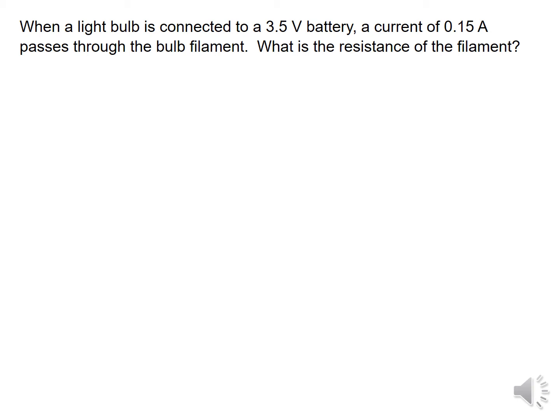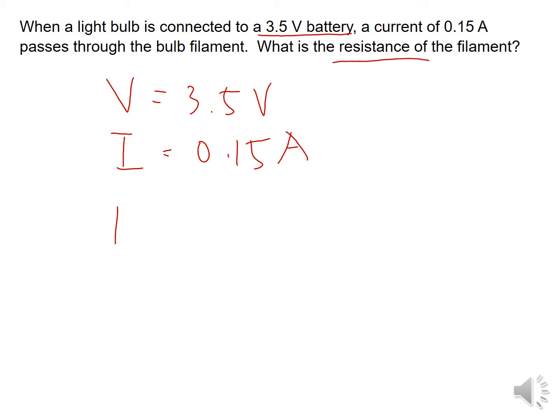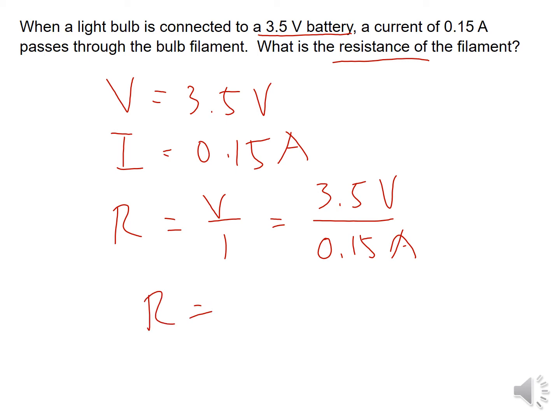When a light bulb is connected to a 3.5 battery, so we have the potential difference or voltage, 3.5 volts. And then a current of 0.15 ampere. Current is given, 0.15 ampere. So we are asked to get the resistance. So again, resistance is simply V over I. V is 3.5 volts. Current is 0.15 ampere. So resistance here is equal to 23.33 ohms.